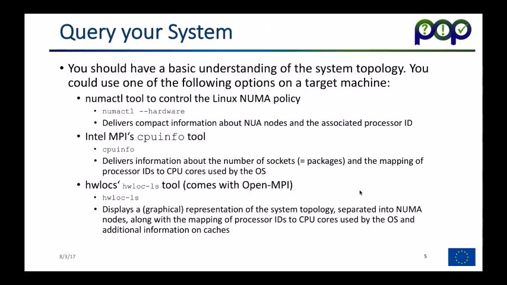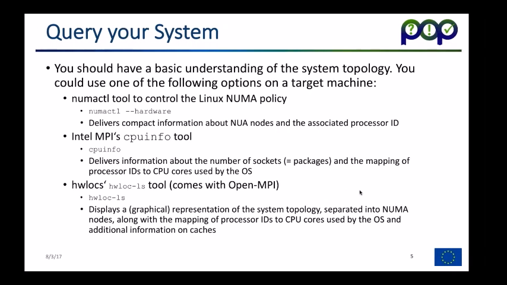Before we deal with that, I would like to take a look at the system at least slightly lower level and make sure that you are aware of some tools to understand how the system that you're using looks like. There are a couple of tools. For example, there comes a program named cpuinfo with Intel MPI, or hwloc-ls, that comes with OpenMPI, for example. But on most current systems, you will also find a tool named numactl, which is really simple and my preferred tool to get a high-level overview about the NUMA architecture of the system.